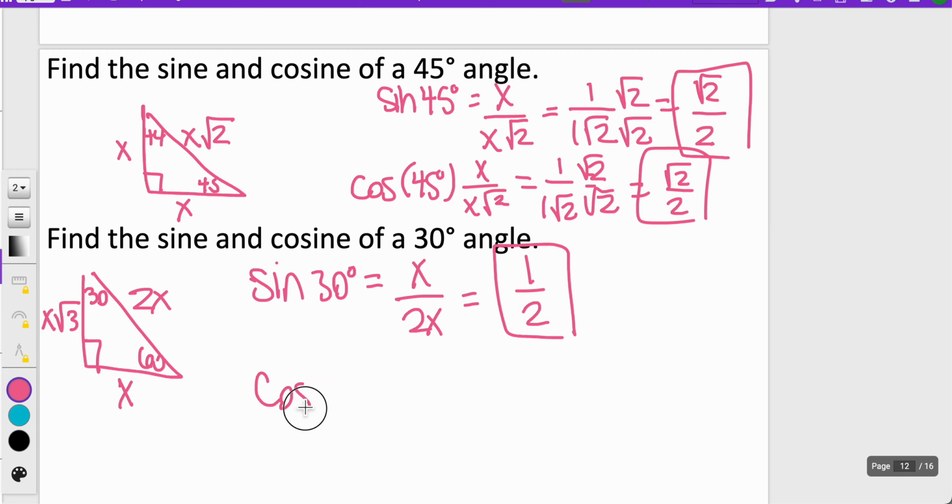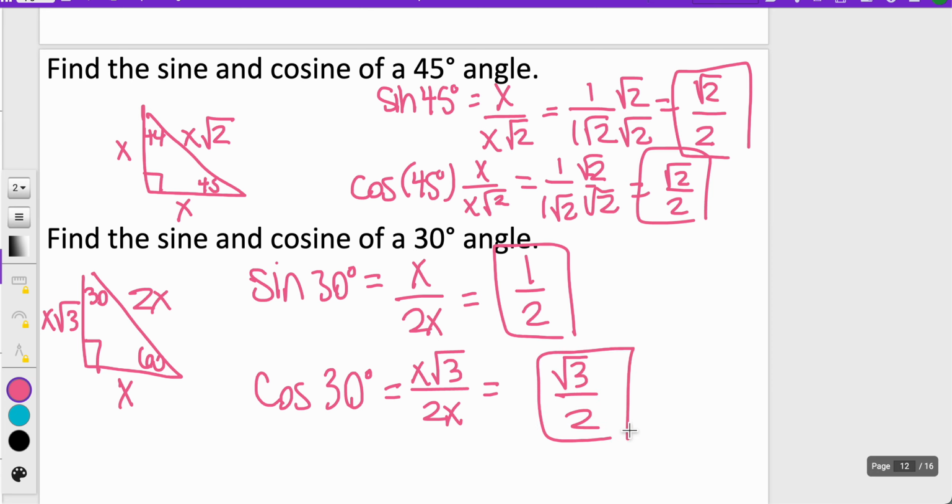For my cosine of 30 degrees, cosine of 30 degrees means adjacent over hypotenuse. So x square root 3 over 2x, or square root 3 over 2, okay?